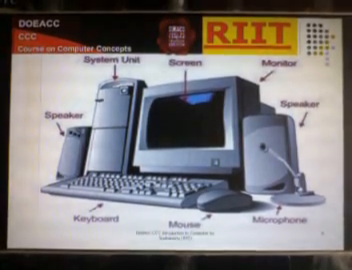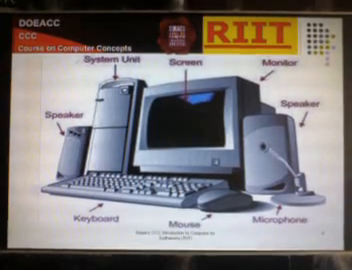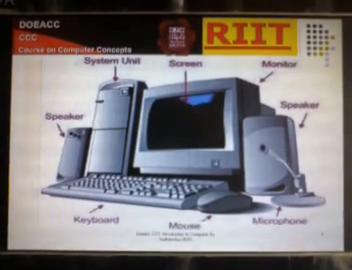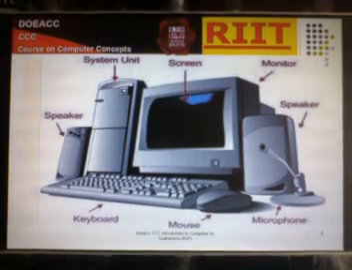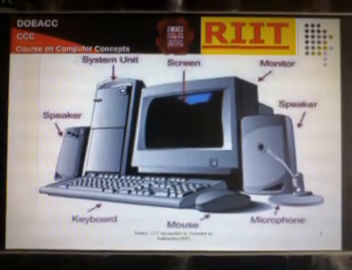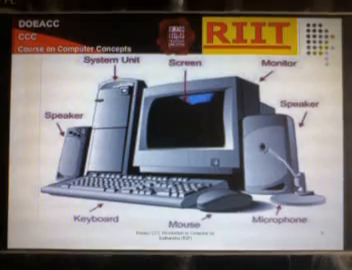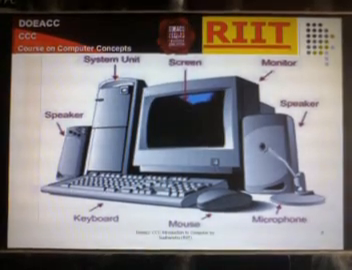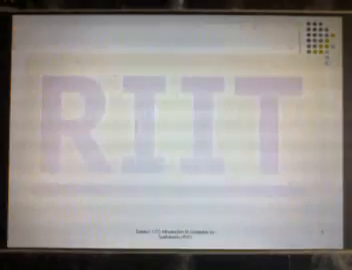The parts of computers like system unit, monitor, speaker, microphone, keyboard, mouse, etc.